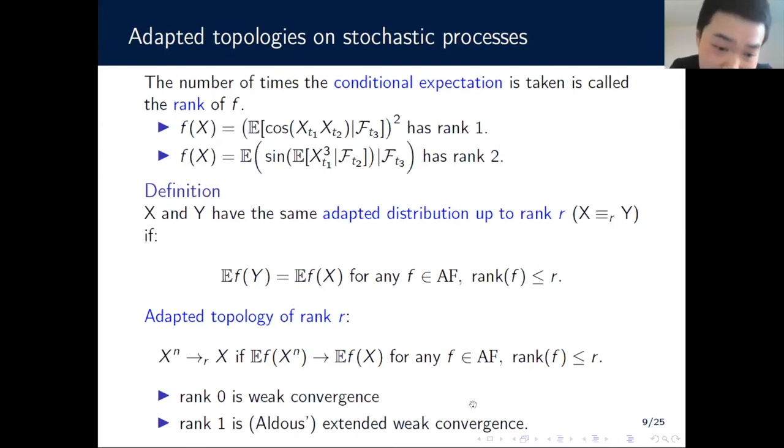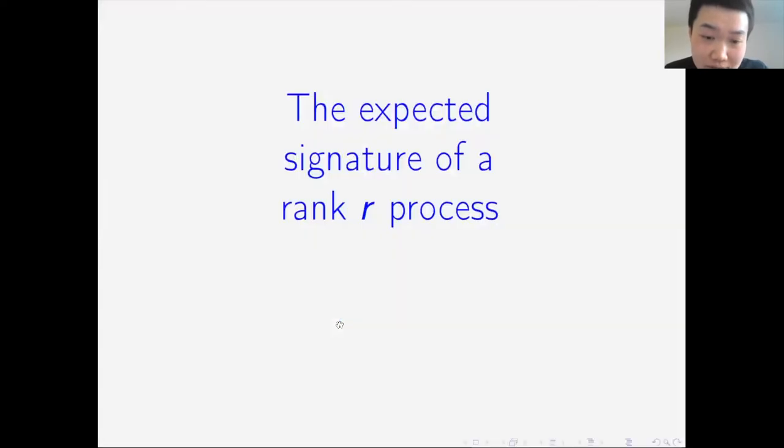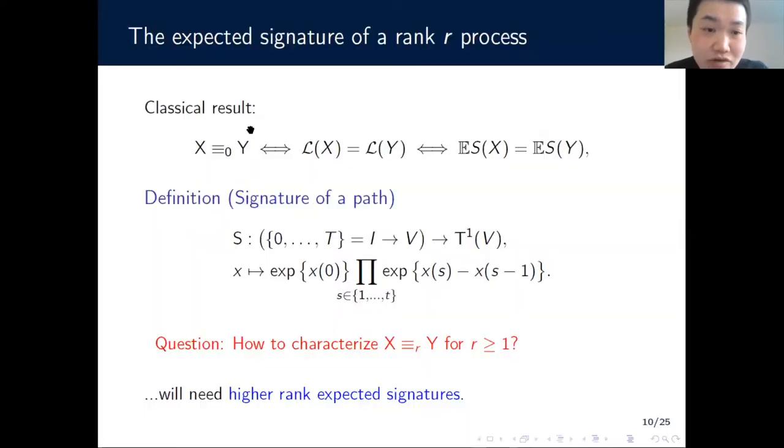Okay, so now our task is to find a very nice way to characterize this adaptive distribution and adaptive topology for any integer R. How can we do it? The starting case R equal to zero is quite simple because we have a very classical result. The expected signature mapping does this job.